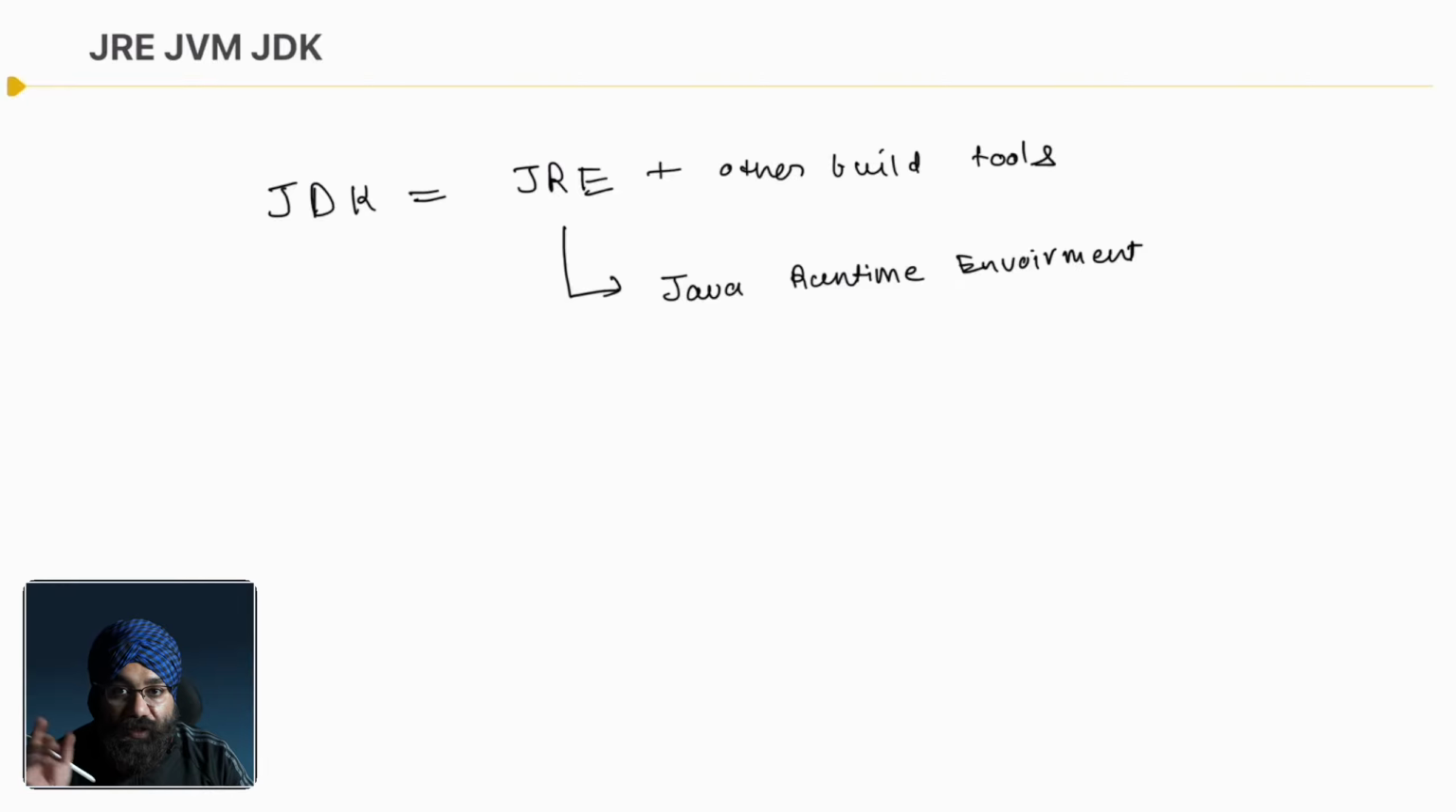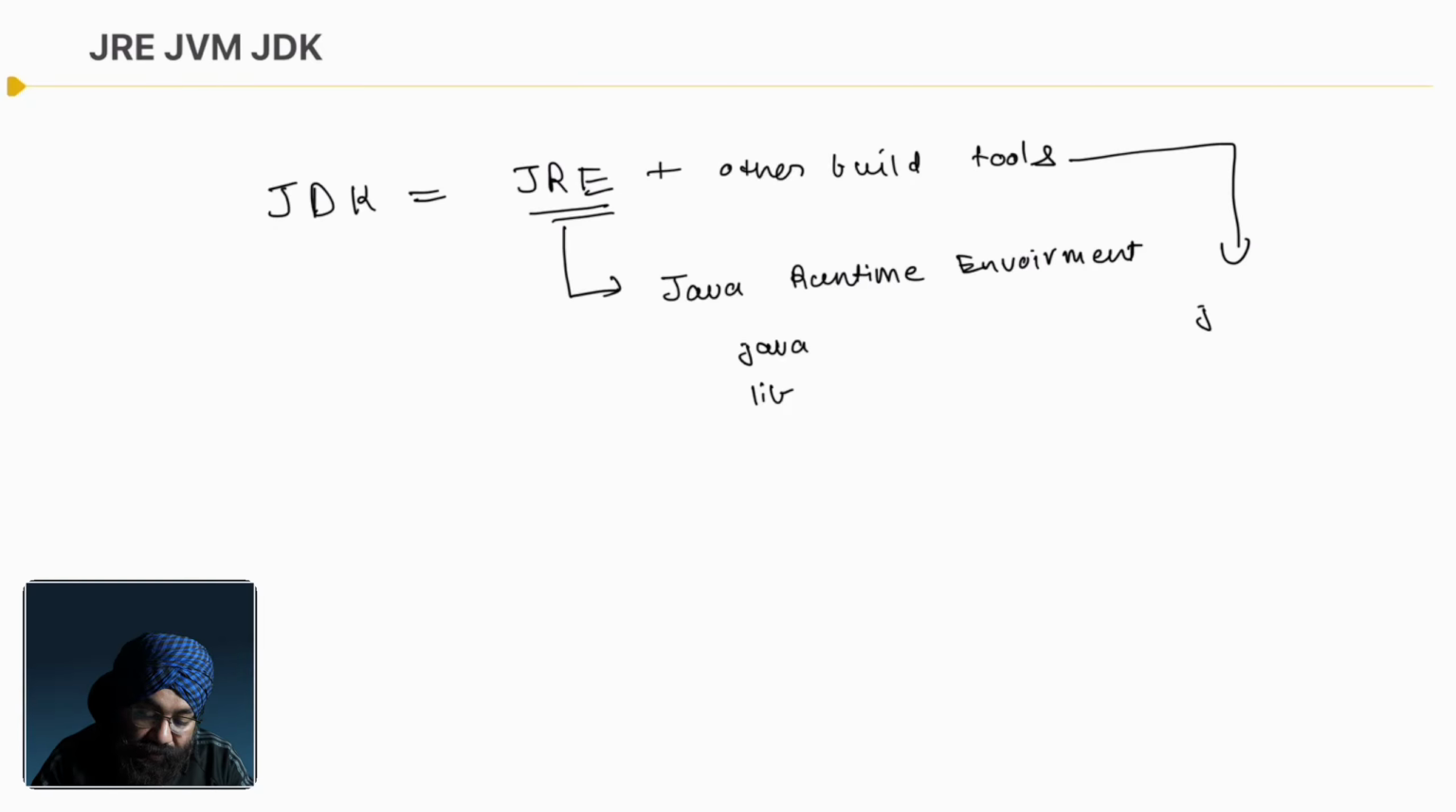It contains the Java executable and other libraries and some other things. This is required to run Java applications on your machine. So this constitutes the JRE, and the build tools contain javac. Javac is required to compile your code, and many other tools. All these tools are required to build the code. So java is required to execute the code, and javac is required to compile the code.